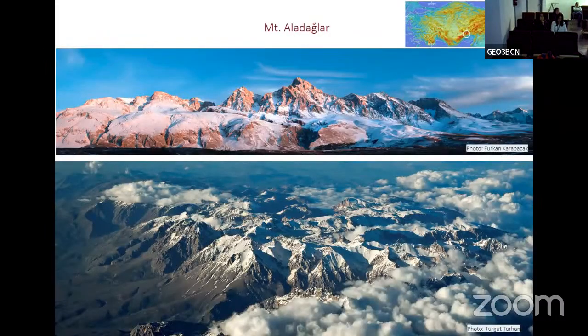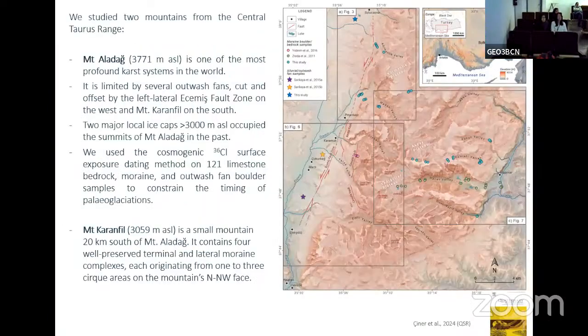And lastly, I'll show you the Aladağlar system, where we dated several moraines. We recently published one paper there. This is the top, from a plane, the top where you had an ice cap, and this is where we had these alluvial fans that I showed you. What we did there is, it's a huge mountain. This is one of the deepest karst systems in the world.